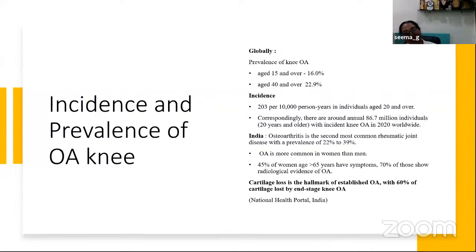And 70% of the women with OA show radiological symptoms, out of the total 45% of women who are involved in it. But what is the hallmark in that? That cartilage loss is seen in almost a lot of patients, and in end stage, by the time the cartilage loss is around 60%.